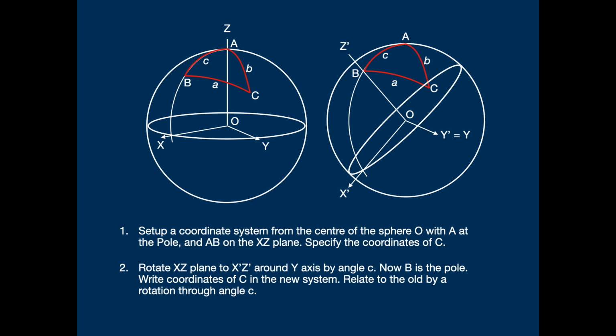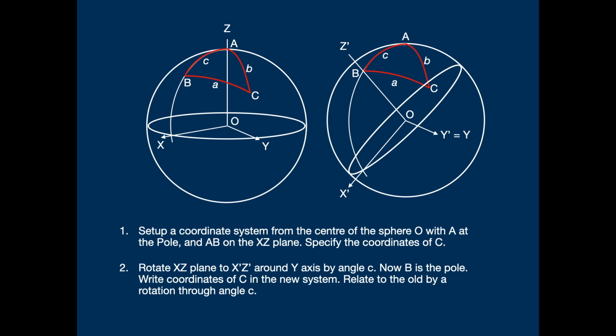Use spherical polar coordinates. And then you rotate the xz plane to x prime z prime. So I've rotated the xz plane about the y-axis. So y-axis remains the same, but x goes to x prime, z goes to z prime. How much do you rotate? You rotate it by angle C, this arc, so that at first you had A at the pole, now B will be the pole.